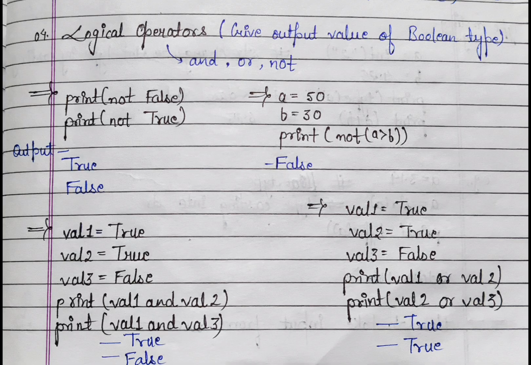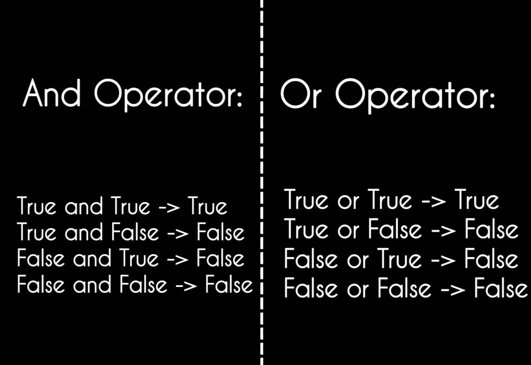The last one is the logical operators. These operators perform logical operations, and the output of these logical operations is in boolean data type, that is either true or false. There are three logical operators: and, or, not. And there are some things which you should know before doing the logical operations. The AND operator will give the output as true only if both the values are true.